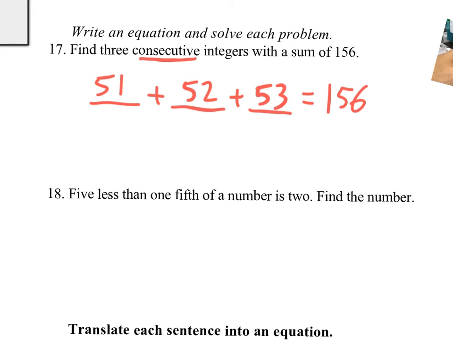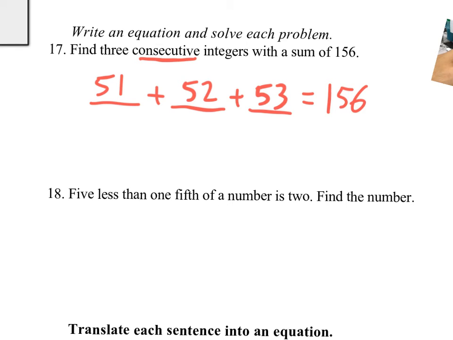Again, the way to cheat on this problem is to take this number and divide it by 3, and it'll give you an answer, 52. Stick that number in the middle. That way you'll know the number before it and the number after it, and then test it on the calculator. 51 plus 52 plus 53 is 156.